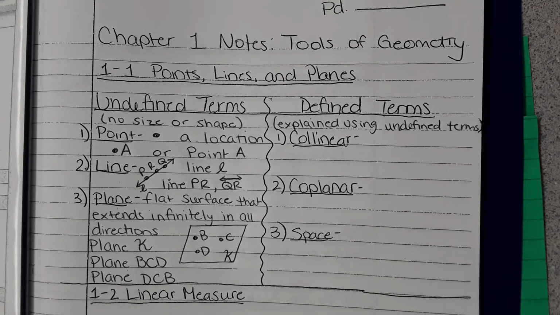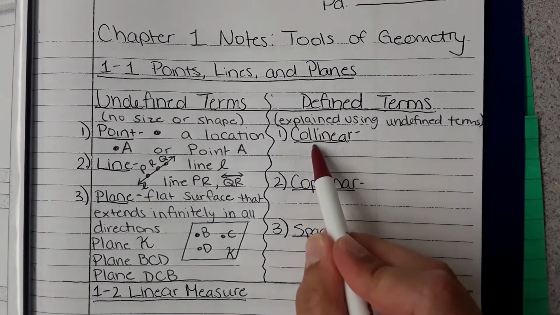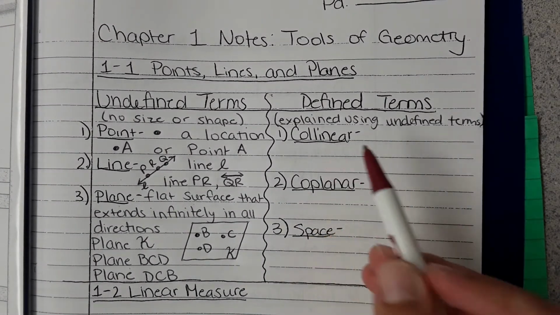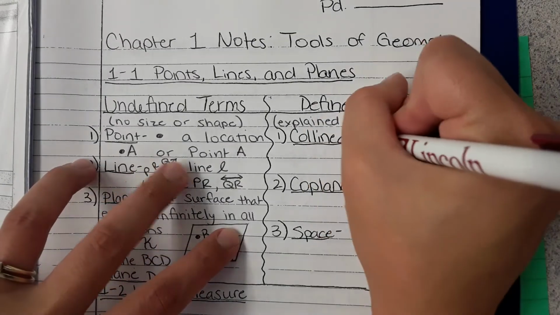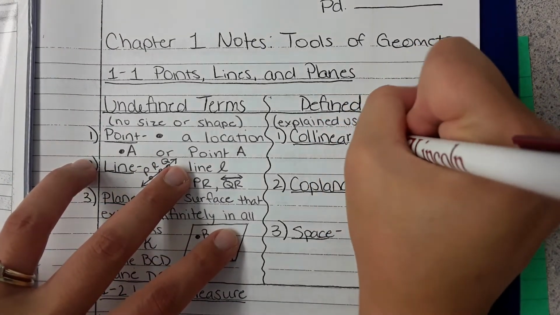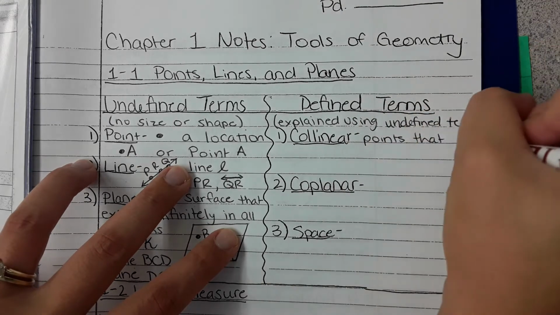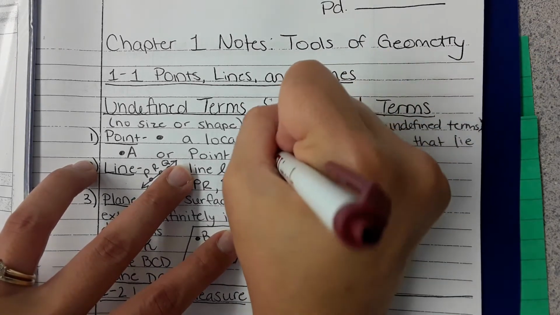Collinear. This word might be new to you. Linear you probably saw in geometry. It means like a straight line. Collinear points lie on a straight line. So collinear are points that lie on the same line.